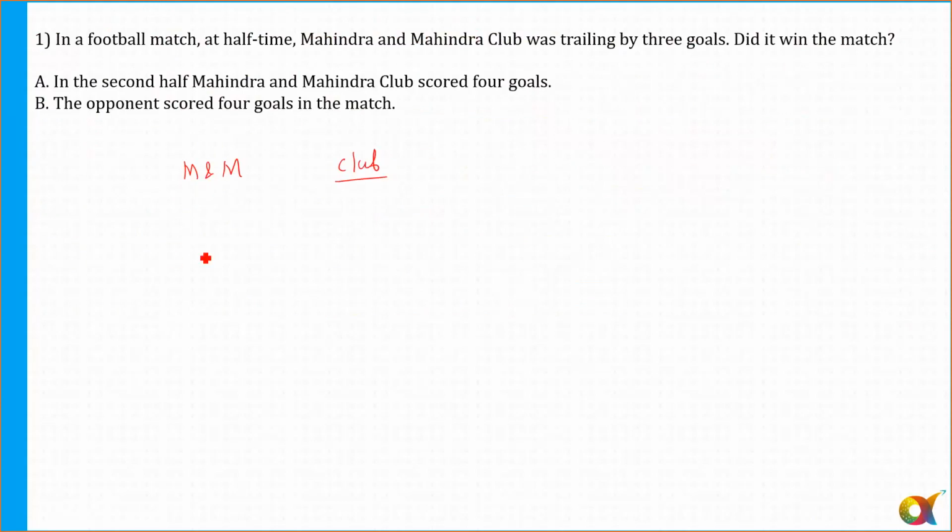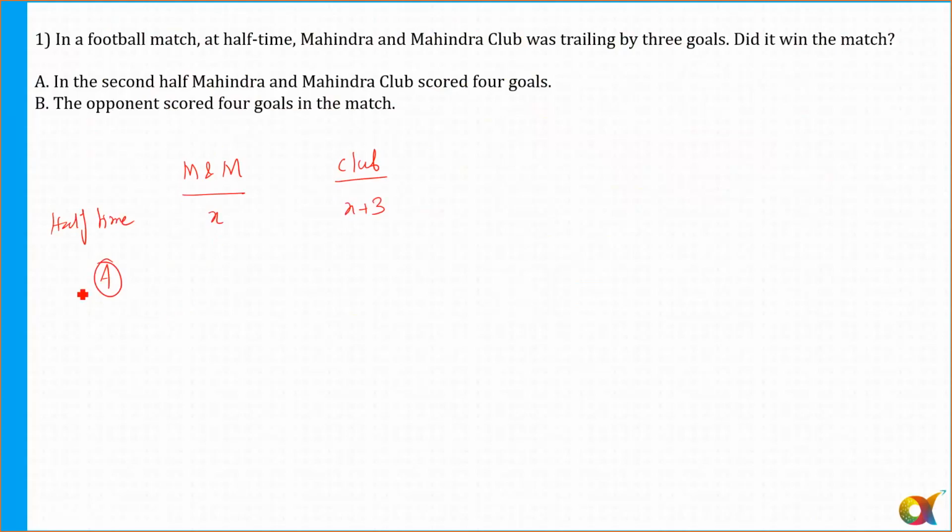In a football match at half time, Mahindra and Mahindra club was trailing by 3 goals. So if Mahindra and Mahindra has scored X goals, then the other club has scored X plus 3 goals. So this is till half time. Now, this is the information which is given in the question itself. Now, coming to statement A.